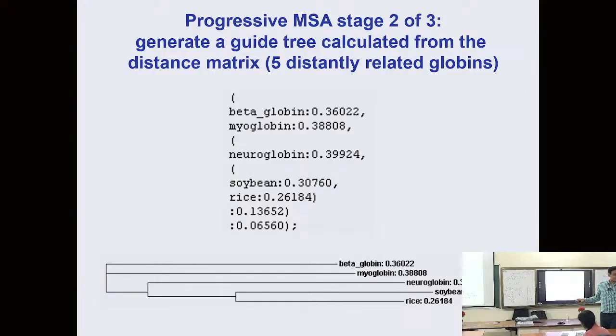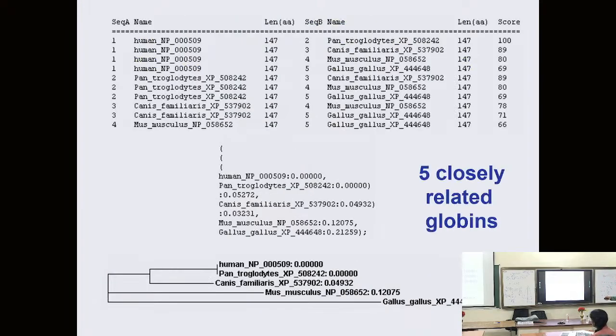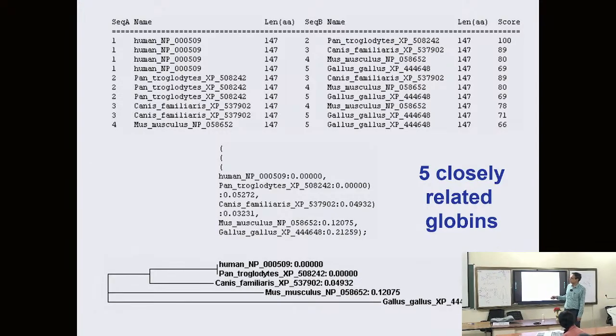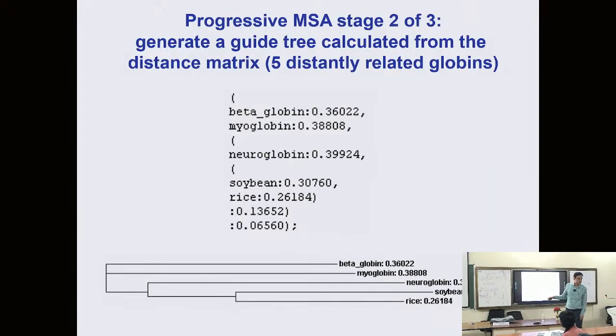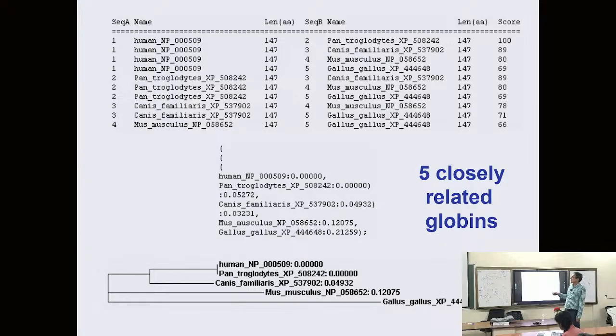So this is a guide tree. Okay. So guide tree for 5 closely related globins. So these are closely related. So you can see that the branch lengths are smaller compared to this. These are distantly related. Okay. These are highly divergent. Okay.